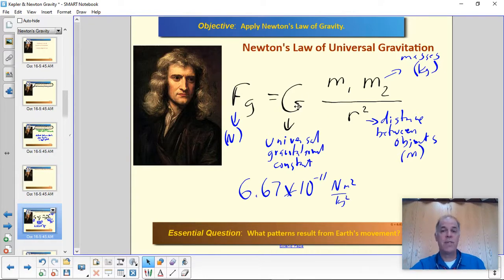Equals big G, we'll get to big G in a moment. These are the two masses, M1 and M2. So the mass of the first object and the mass of the second object, and those are always in kilograms. And then R is the distance between the two objects.